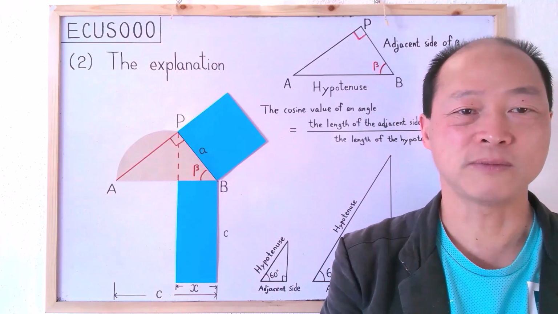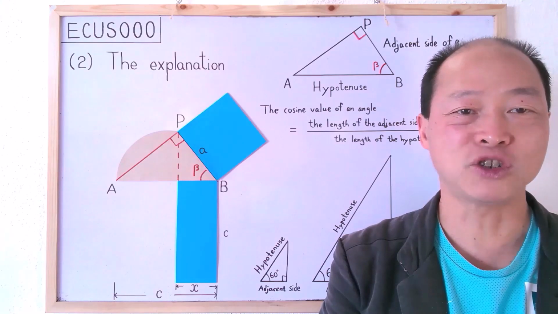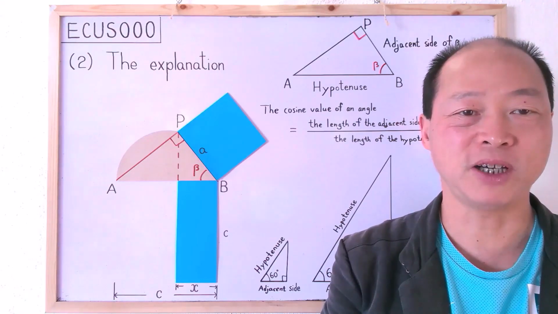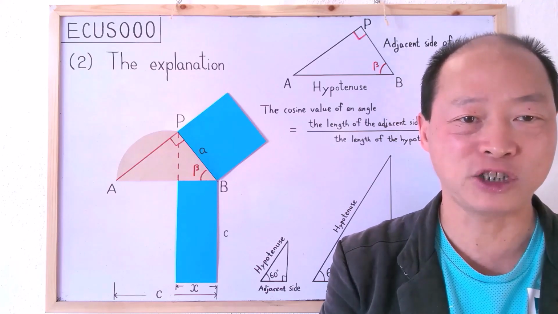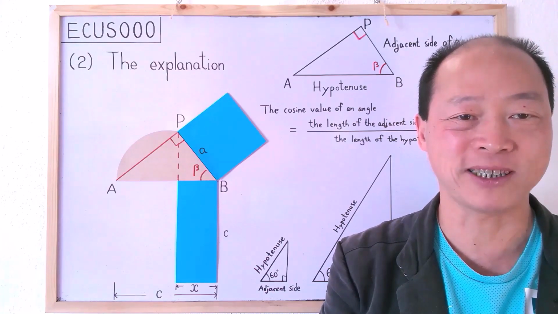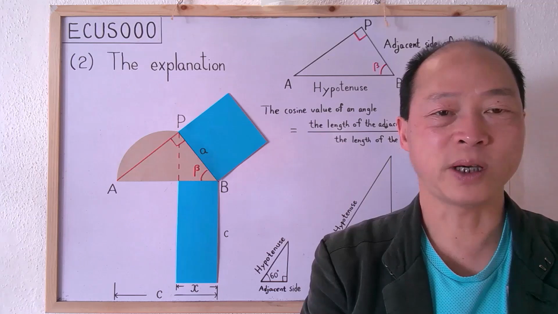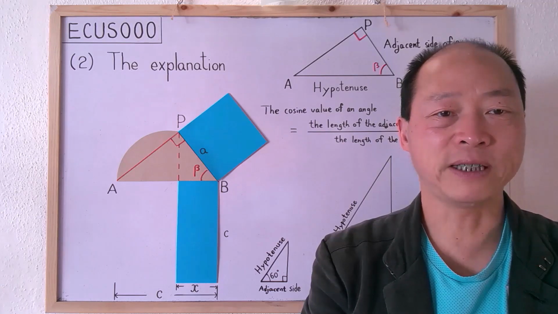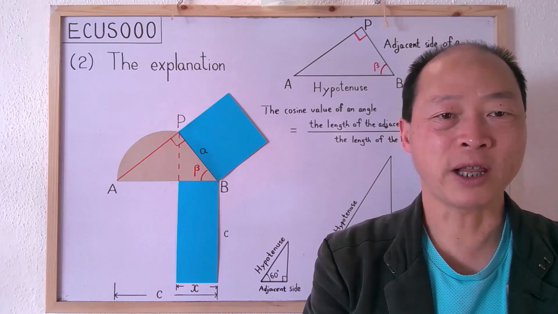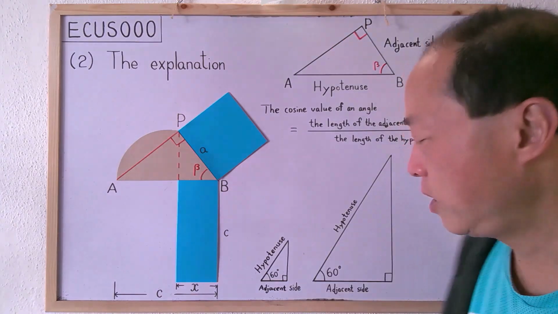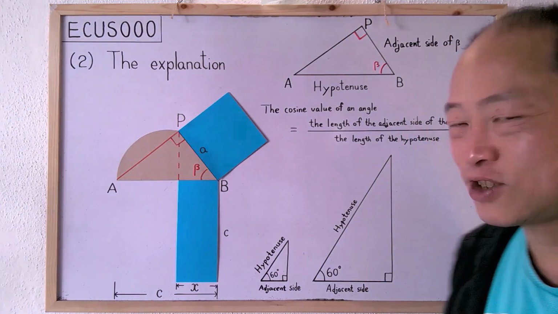Second, we should focus on the value of the division instead of the terminology because the value tells clearly the relation between the adjacent side and the hypotenuse. Think of it this way. If we know the value of the division and we know the length of one of the two sides, we will know the length of the other side. Look at this right-angled triangle.